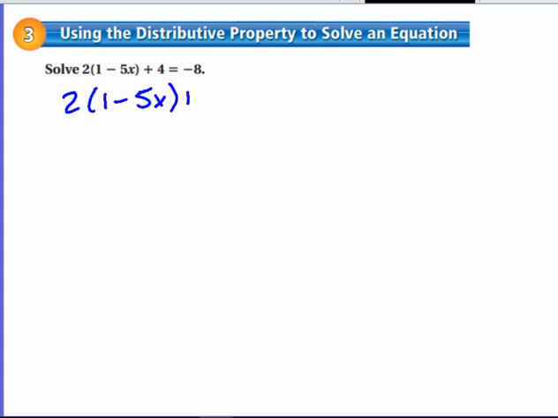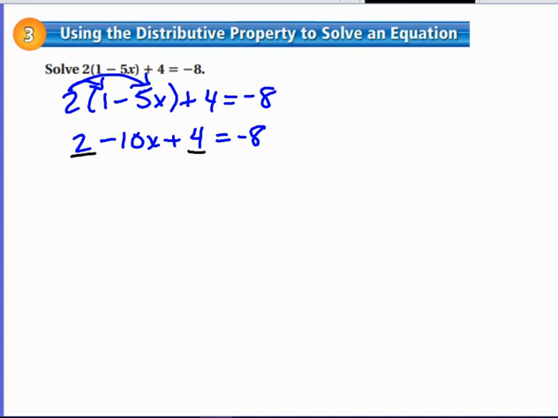So I'm going to rewrite this a little bigger so that word solve is not there. So we're going to multiply 2 by each of these two pieces. So 2 times 1 is 2. 2 times negative 5x is negative 10x plus 4 equals negative 8. After you get done with the distributive property, then we need to go back and combine like terms. So the 2 and the 4 are like terms. Remember, like terms have the same variable and the same exponent. 2 plus 4 is 6.